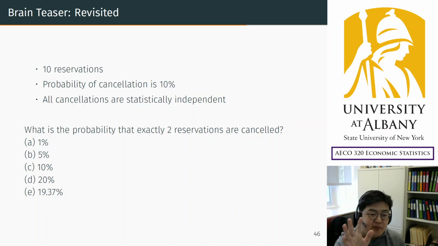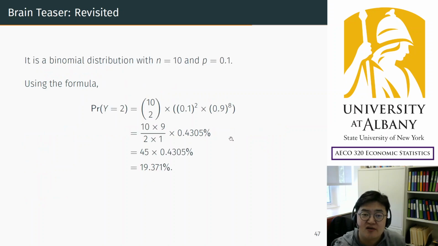So, before this derivation, I gave you this brain teaser, right? There are 10 reservations, and cancellation is 10%. Everything is independent. And then what is the probability that 2 reservations are canceled? The answer is E, which might be weird at the time, because all the numbers are simple, but suddenly the result is a pretty complicated number. And now you understand why it is that complicated.